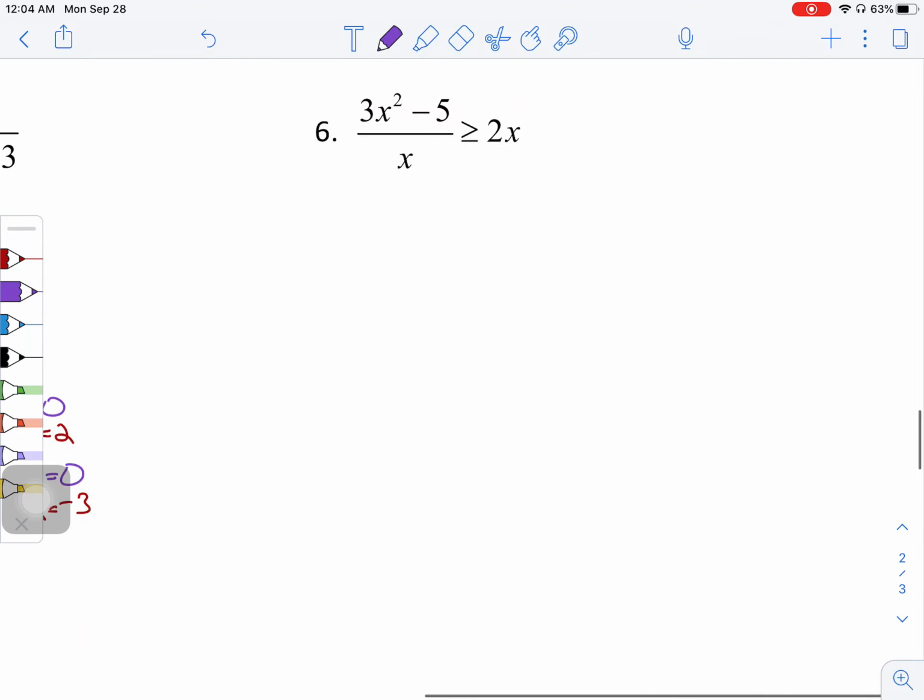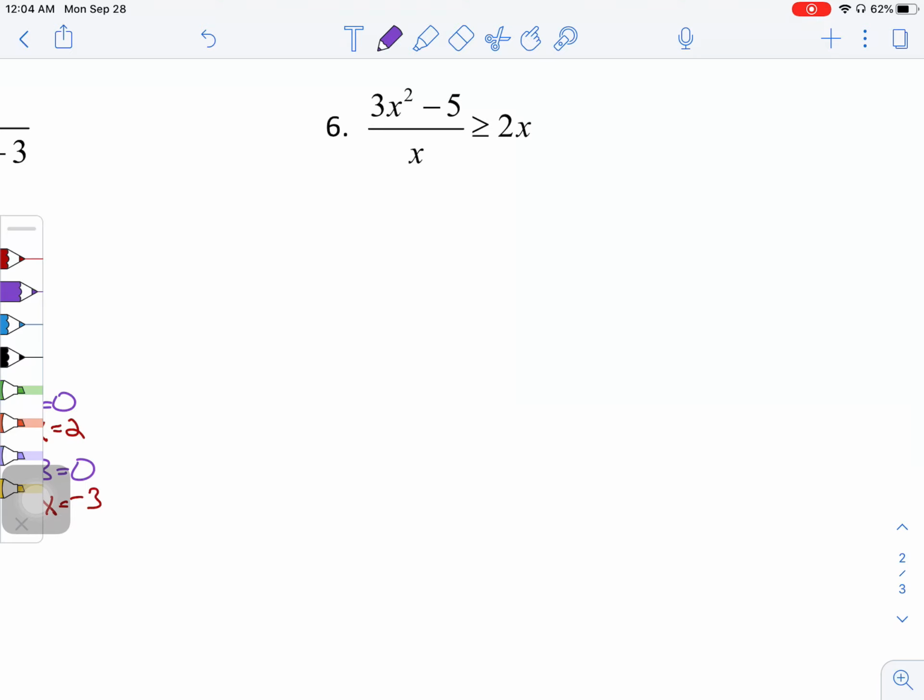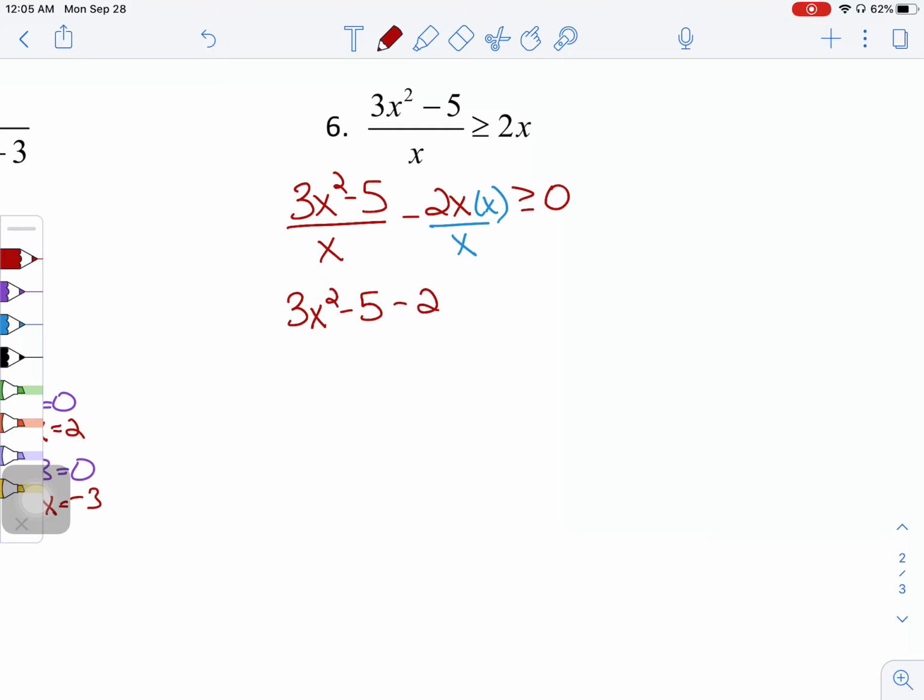Last one in our fun little set of rational inequalities. Again, I want to make one side equal to 0. So I need a common denominator. Common denominator in this case isn't too difficult. It's just x, which means I've got to multiply by an x here. So let's see: 3x squared minus 5 minus 2x squared all over the common denominator of x.